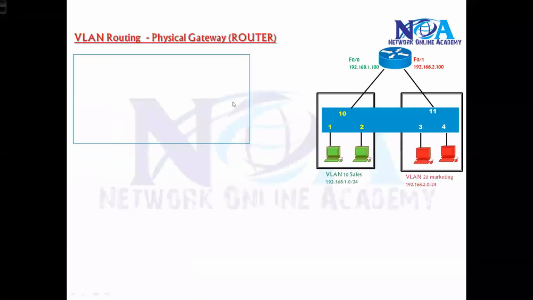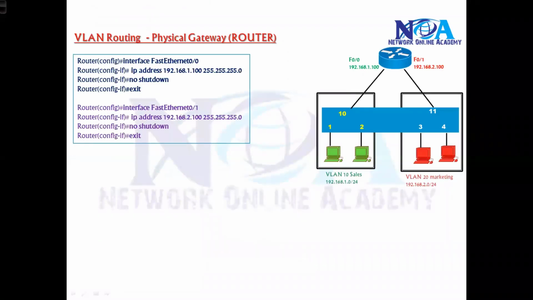Now the next thing is we need to assign the IP addresses. Let's assign the IP on the router interfaces F0/0 and F0/1. IP address assignment is simple, same as what we did earlier. We need to go to interface F0/0, FastEthernet 0/0, and then assign the IP.